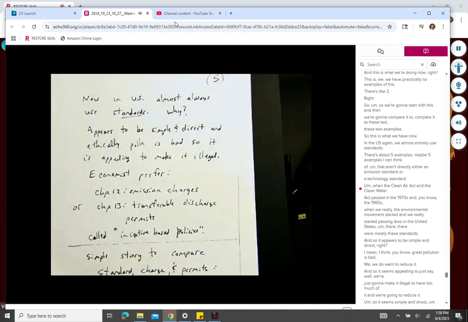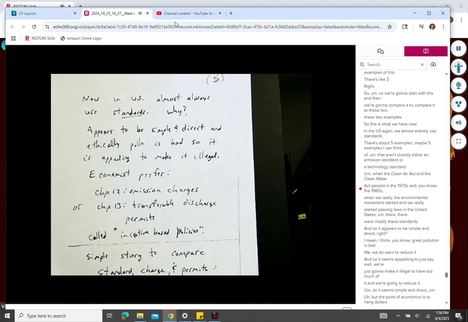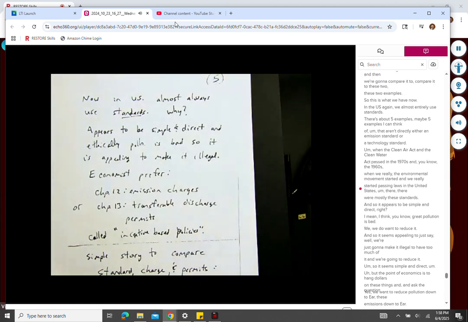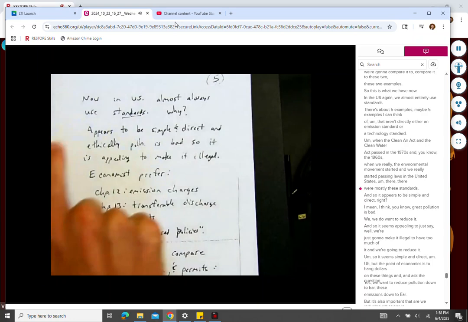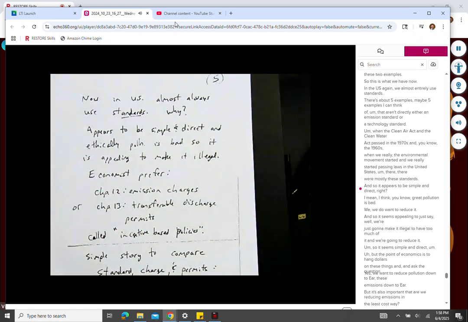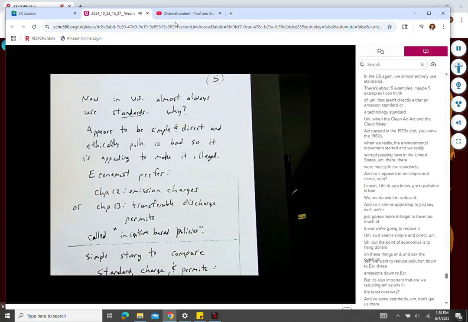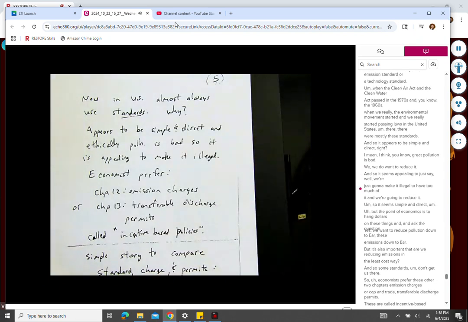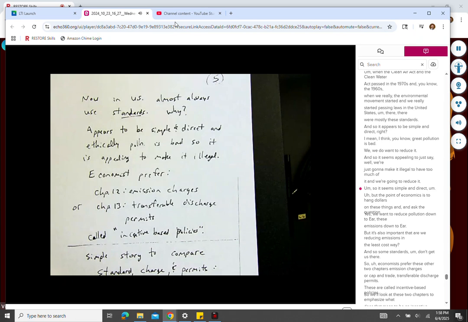When the Clean Air Act and the Clean Water Act passed in the 1970s and the 1960s, when the environmental movement started and we really started passing laws in the United States, there were mostly these standards. And so it appears to be simple and direct. I think we all agree pollution is bad. We do want to reduce it. And so it seems appealing to just say, well, we're just going to make it illegal to have too much of it, and we're going to reduce it. So it seems simple and direct.